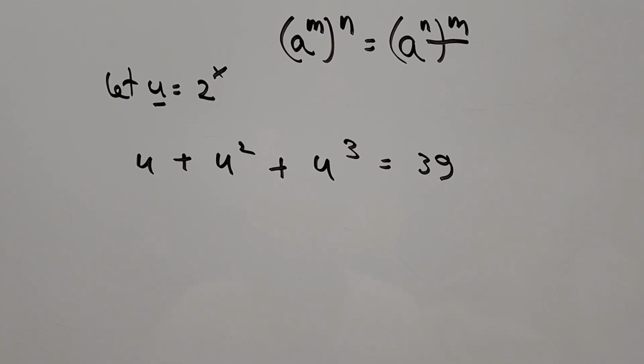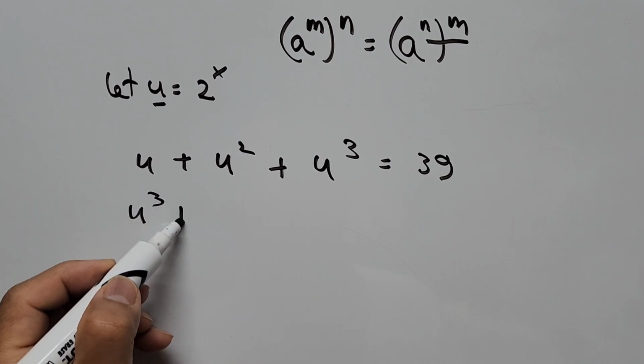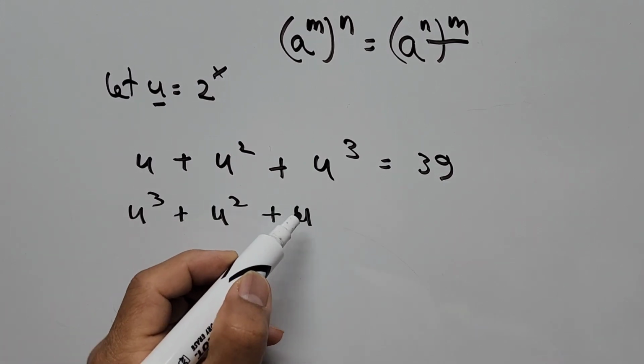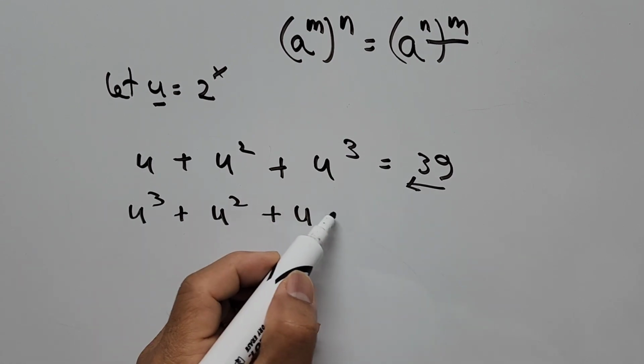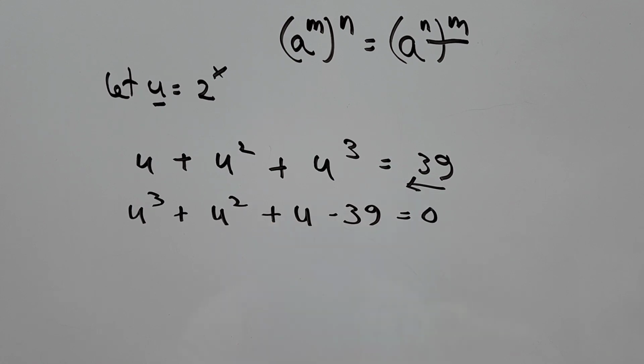Now let's arrange the equation. We have u cubed plus u squared plus u, transposing 39 to the left-hand side becomes negative 39, so minus 39 equals 0. From here we try to figure out the initial value of u, by substitution or trial and error.